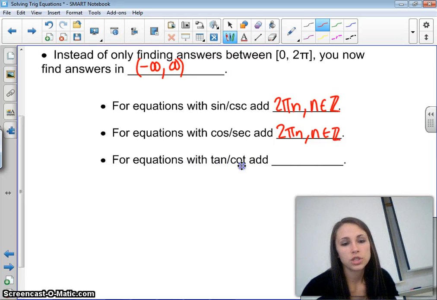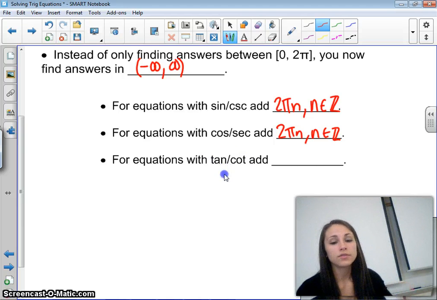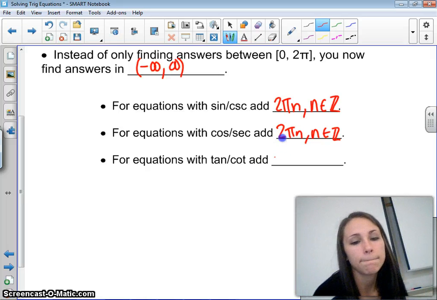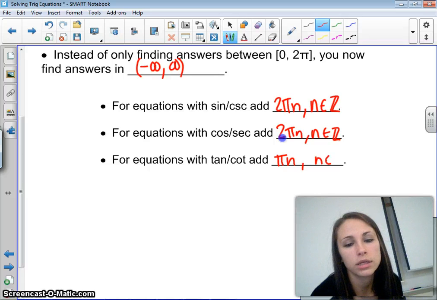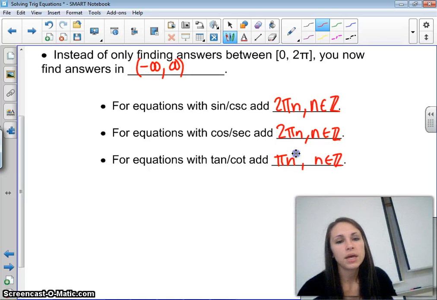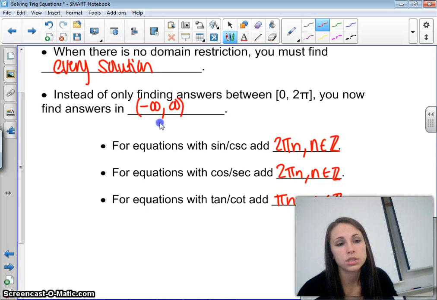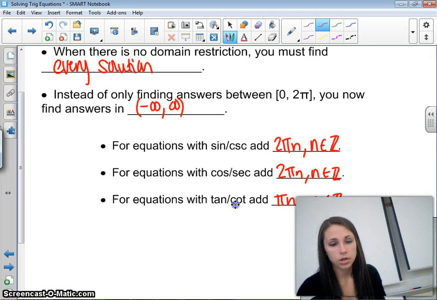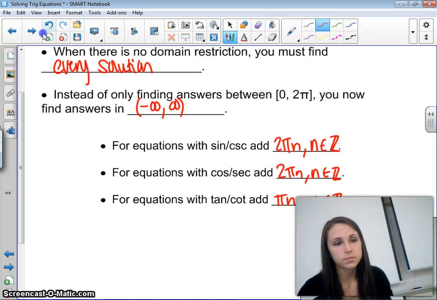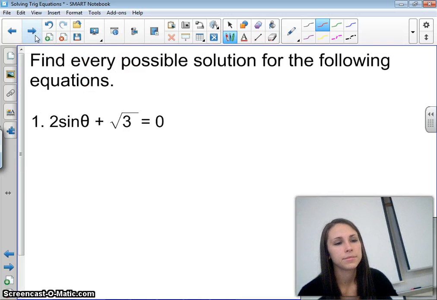Now, for equations with tangent and cotangent, we said in one of our earlier lessons that the period, or how often it takes for tangent to repeat, happens not at 2 pi, but at pi n, where n's in the set of integers. So when I'm asking you to find all possible solutions to these equations, you are going to take your solutions and add 2 pi n to equations with sine, cosecant, cosine, or secant, just like this, where n's in the set of integers. And if you have tangent or cotangent, you're going to add pi n. So I'll show you with some examples.